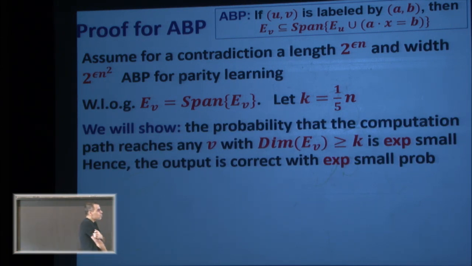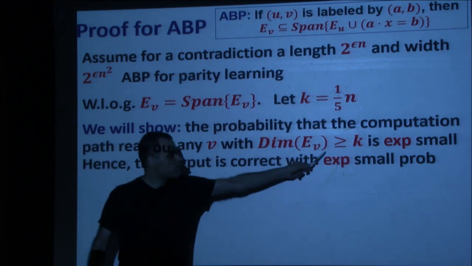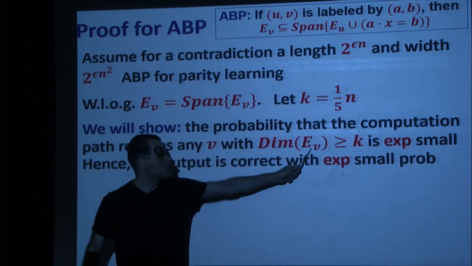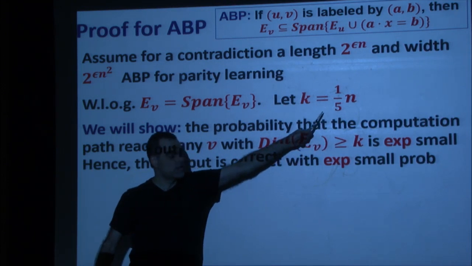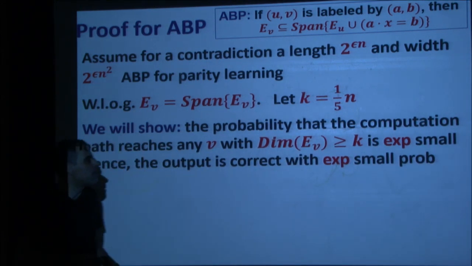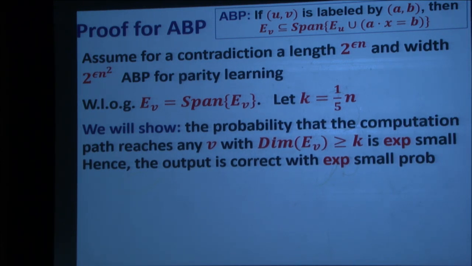Now, what we will show is that the probability that the computation path reaches any vertex v with dimension of EV larger than k is exponentially small. So the computation path does the computation. Finally, it gets to a vertex. This vertex with probability close to 1 will be a vertex with dimension of EV smaller than k, smaller than 1 over 5n. Only with exponentially small probability, it will be a vertex with a lot of equations, with dimension larger than 1 over 5n.